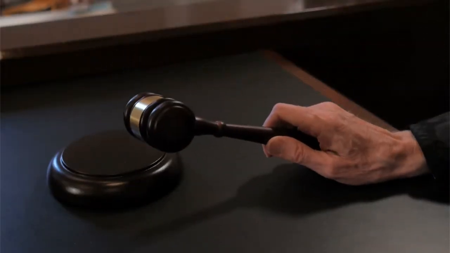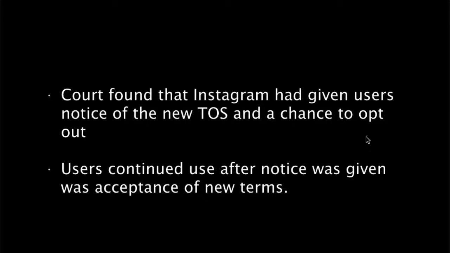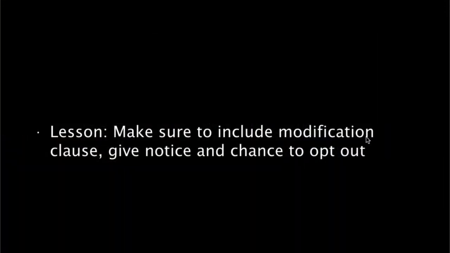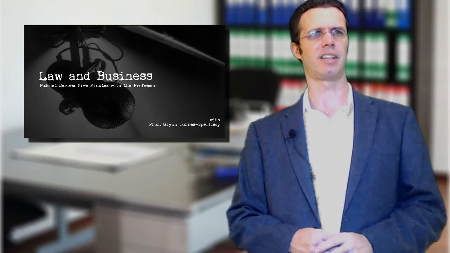Instagram had given its users notice that the TOS would be updated for the site as of January 19, 2013, and provided an opportunity to opt out by stopping use. The new terms said that if a user continued to use the site after that date, he or she would be deemed to have accepted the new terms. The court found that the notification of the new terms and the ability to opt out were sufficient to establish that Instagram had acted in good faith and had not breached its contractual obligations. So as long as you have a modification clause in your TOS, you give notice and an opportunity to opt out, changes to the TOS are generally allowed.